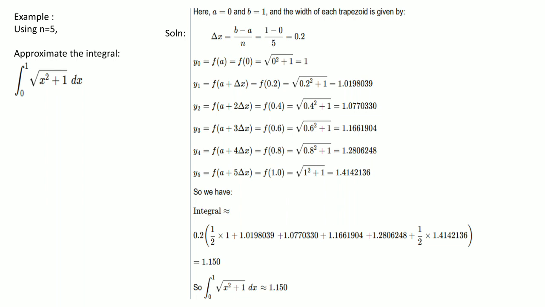First we are going to find out the value of y0, which is nothing but f(a). f(a) is f of 0, so the f(0) value we find is 1. Now you have to find out the value of y1. Just add delta x to a, that is, add the increment to a. So the next value y1 will be equal to f(0.2).